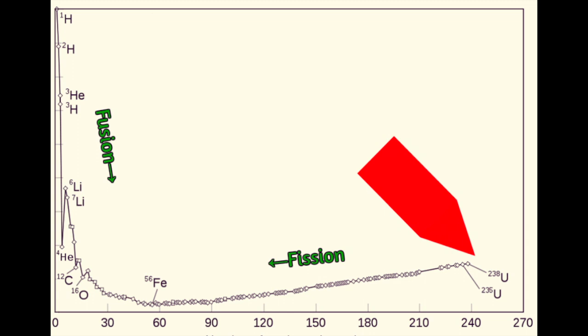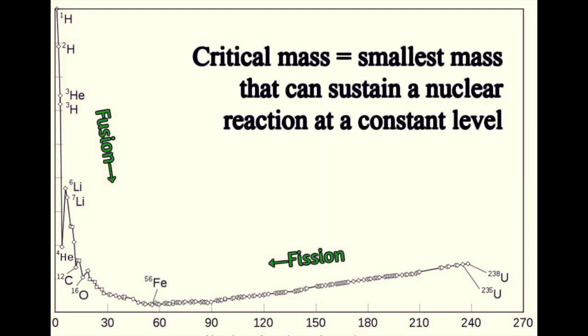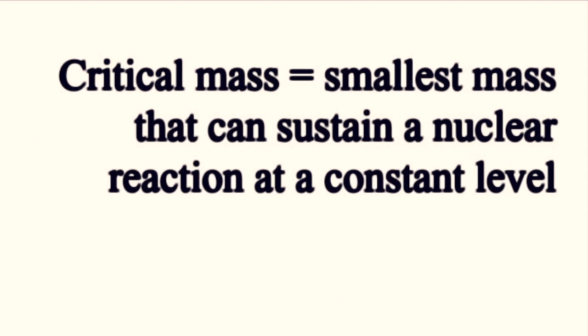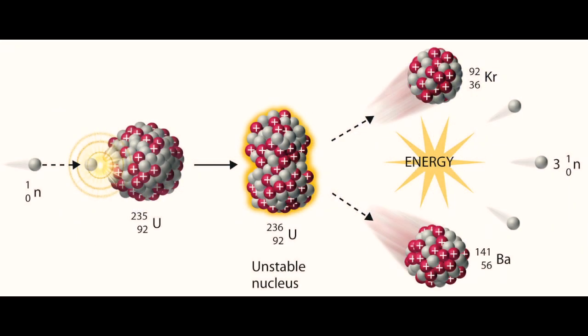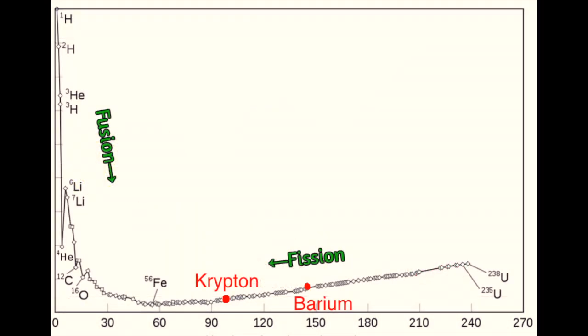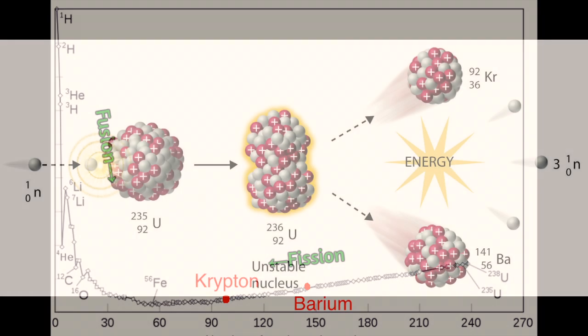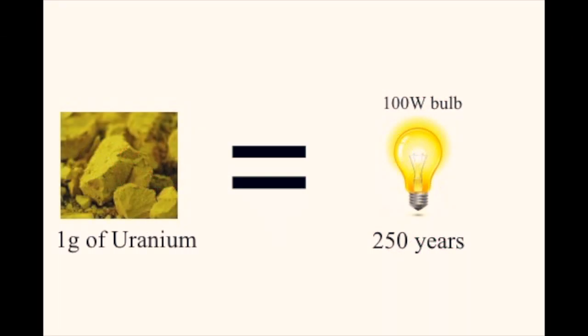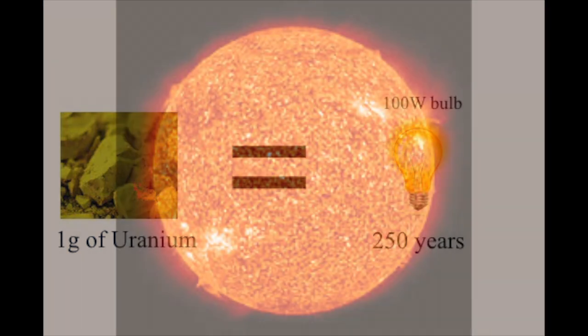We take uranium that is pretty high on the graph, make it hit its critical mass by hitting it with another neutron. So it collapses into krypton, barium, and free neutrons. Krypton and barium are lower on the graph, so that means their particles have lower mass. This whole difference in mass was turned into energy. These are huge amounts of energy, even though the loss in mass is actually not that high. For just 1 gram of uranium, we can get enough energy to power a 100-watt bulb for 250 years.